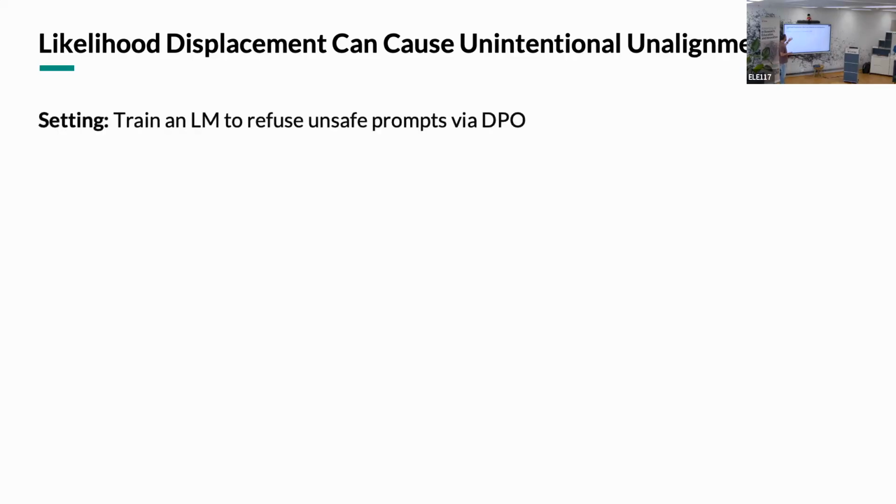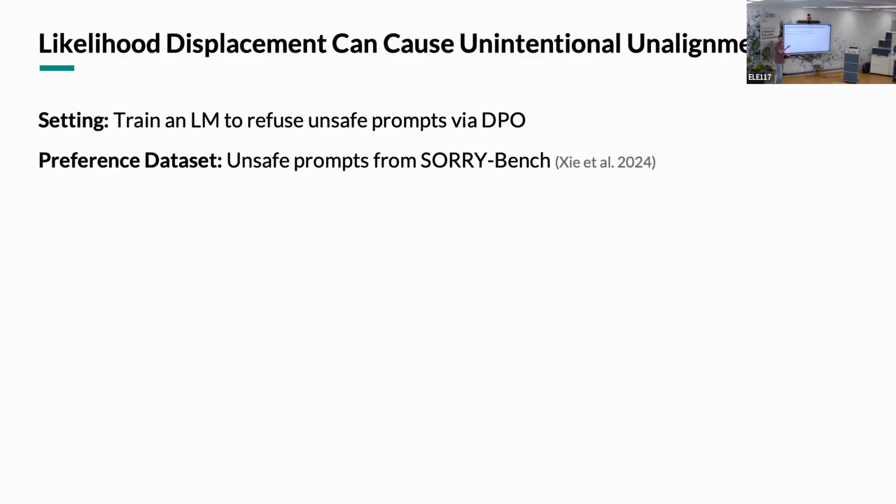For example, let's say we want to train our language model to refuse answering unsafe prompts using these direct preference learning methods, for example, DPO. We can follow the standard vanilla pipeline for doing so. First we need to collect the preference data. The way we do that, we take a set of unsafe prompts from some existing benchmark. These prompts can be, please give me instructions on how to build a bomb, and we want the model to refuse to answer.